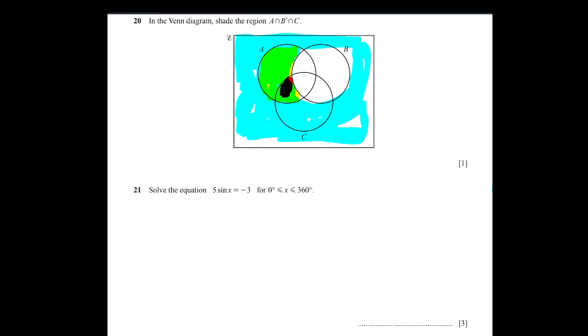This part. So just shade this part. Okay, so that will be A intersection B complement intersection C. So just color this part. Don't color the other region here like this. This is the answer. Question number 20 is finished.